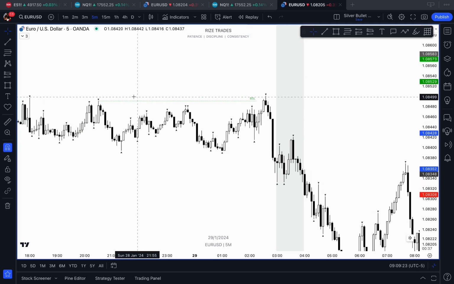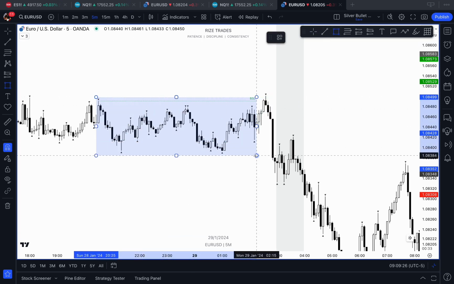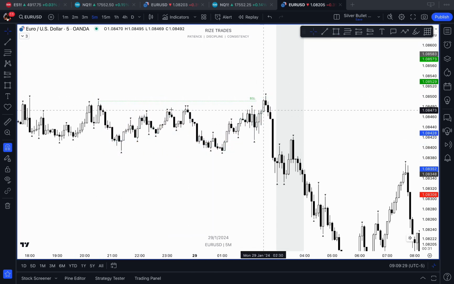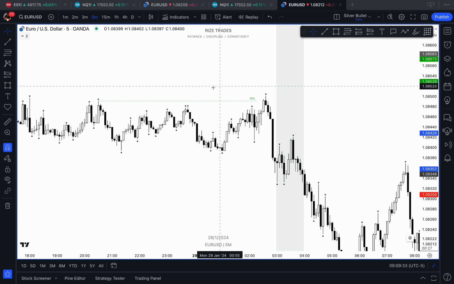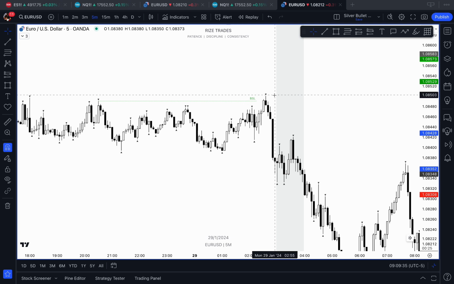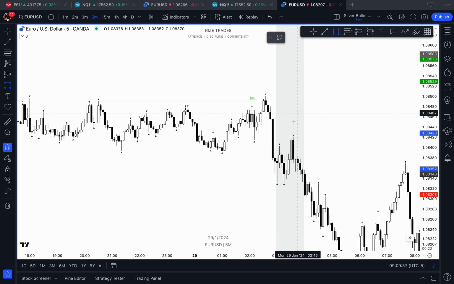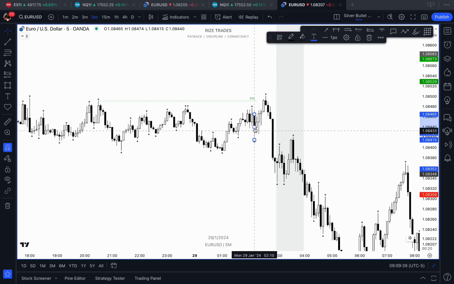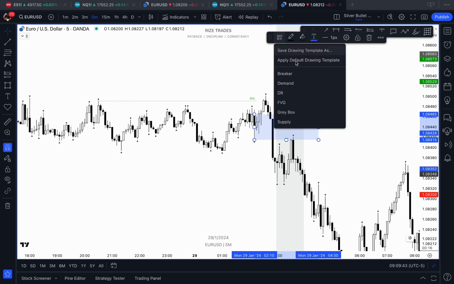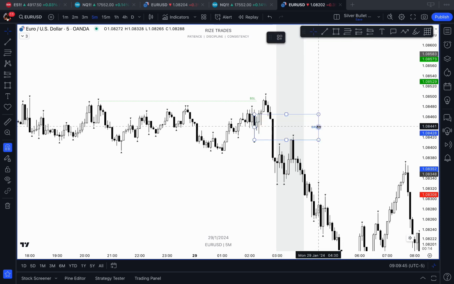So here this morning you can see we've got the Asia session range, which is essentially this here. We were consolidating during Asia. We've got buy side liquidity resting above, and we purge that liquidity. So we sweep liquidity above, and this is the last down close candle before that liquidity sweep. So here is our breaker block.